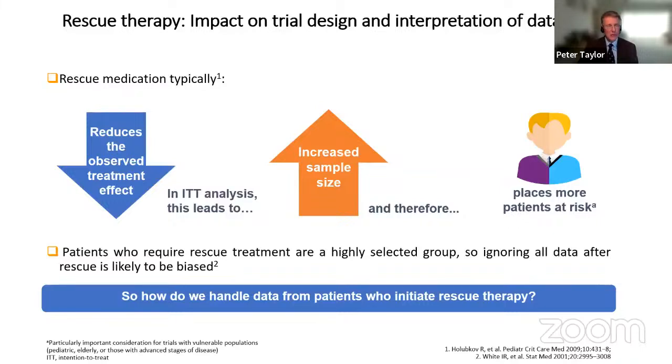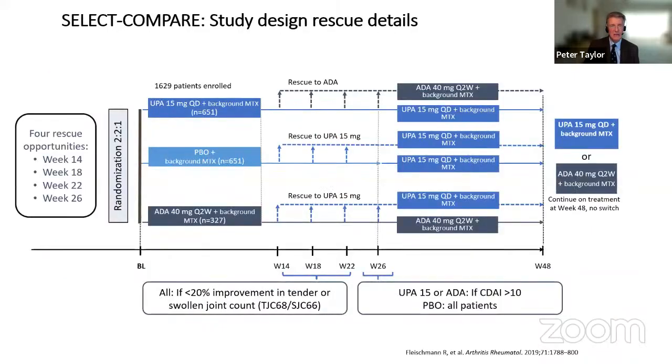Now, the difficulty with all of this is it makes interpretation of the findings even harder, because if you start rescuing patients after a certain period of time, it reduces the overall observed treatment effect. And if you use an intention to treat analysis, which is quite conservative, it means it will increase the sample size that you have to use. And of course, if it turns out that there's any risk of the new test therapy, potentially you could be placing patients at more risk. Now, it may be that you're not placing patients at more risk, but it is a possibility. So this becomes a very complicated ethical issue when designing contemporary trials.